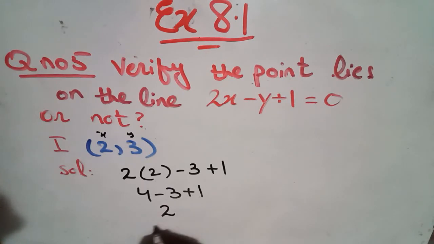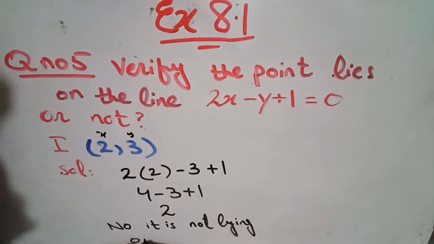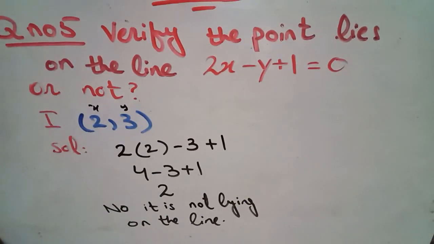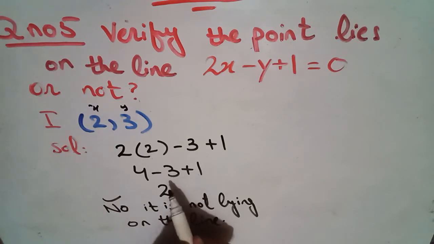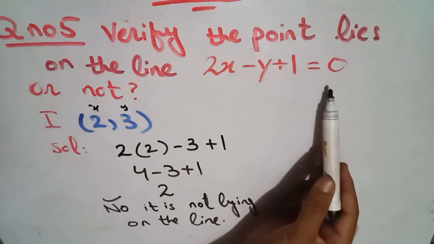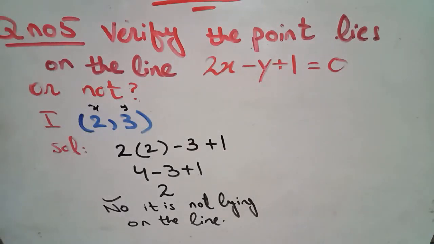No, you will say no, it is not lying on the line. Or simply you can just write no. Okay, just no, it is not lying on the line, because you have to equalize the answer, that will be equal to 0. If the answer of the right side is equal to 0, then the left will also be 0. In that case the point will lie on the line, otherwise it is not.